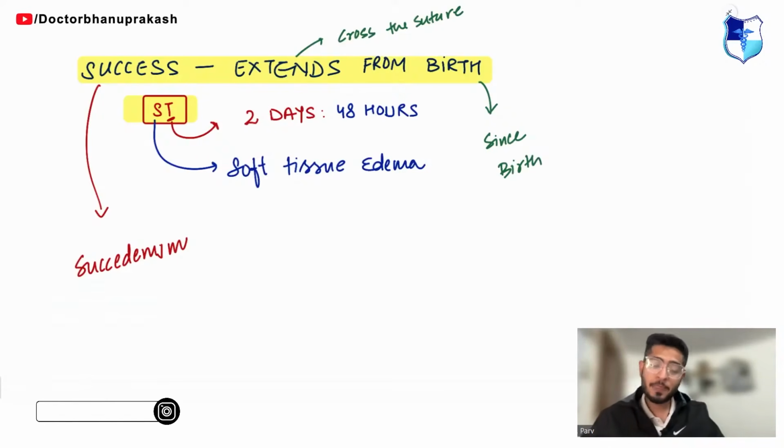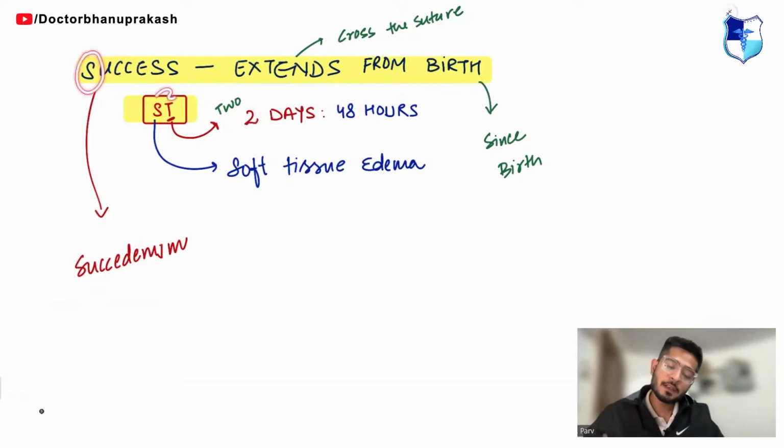Succedaneum is succeeding, and you very well know that in the alphabet, letter S and letter T come very close. So what is T? T for 2 days. So caput succedaneum is going to get relieved in 2 days. Okay, so S and T come very close. T is for 2. So it is going to get relieved in how many days? In 2 days. That is 48 hours.